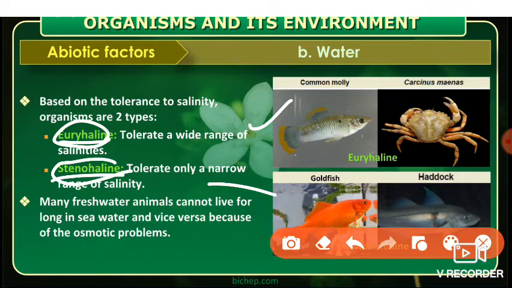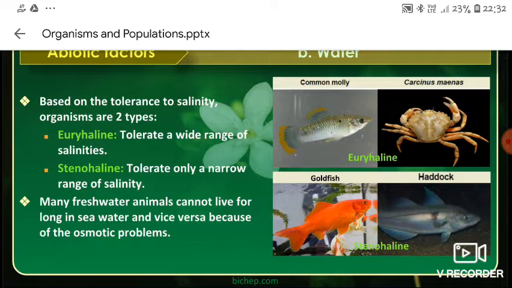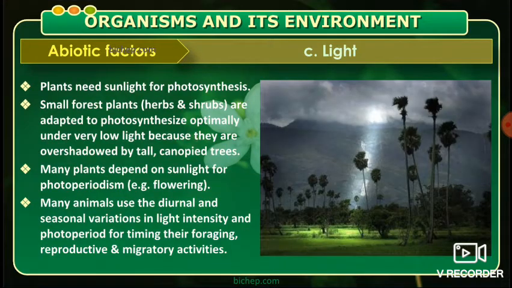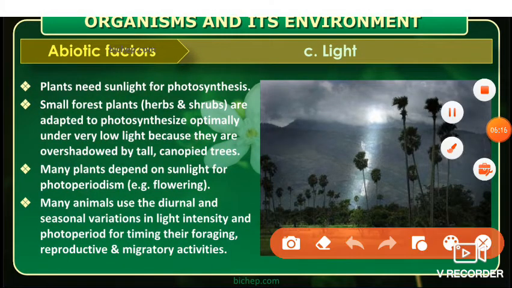And now students, we will move to the next abiotic factor, that is light. Students, light is a very important abiotic factor. If we take an example of a plant, what is the importance of light in plants? Obviously everyone will say photosynthesis. And for humans, to see objects, light is very important.